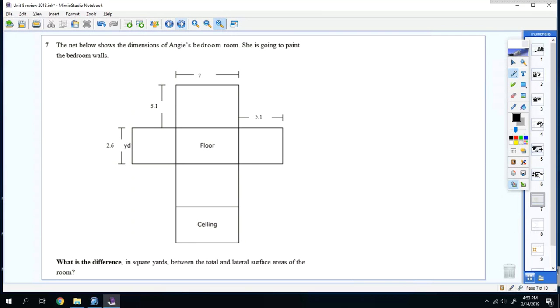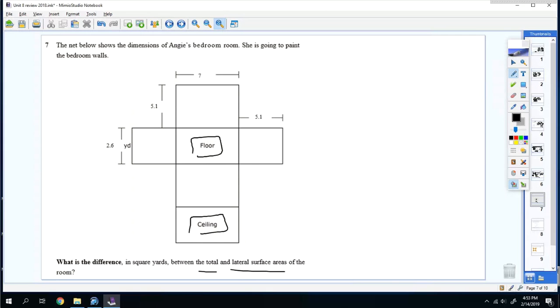Now, this is actually one of my favorite problems, because a lot of times everyone will find the area of the rectangles and then find the area of the floor and ceiling and subtract them. Well, the only difference between total and lateral surface area, and I've been saying this every time I teach y'all this, is the bases. So if I take the total surface area and the lateral surface area and subtract them, the only thing left will be the bases, which in this case are the floor and ceiling.